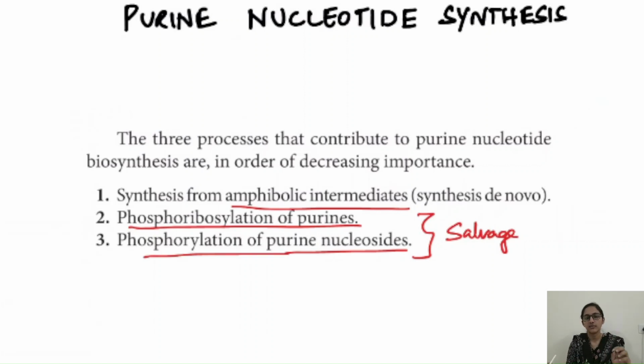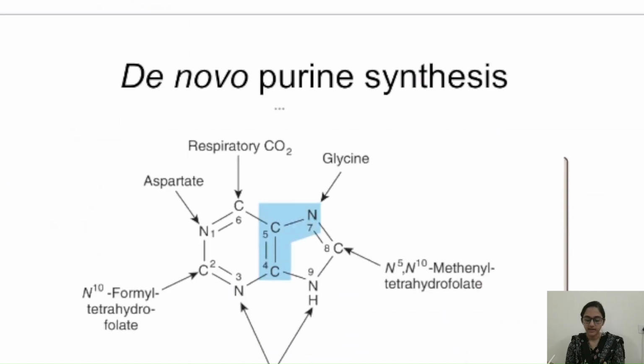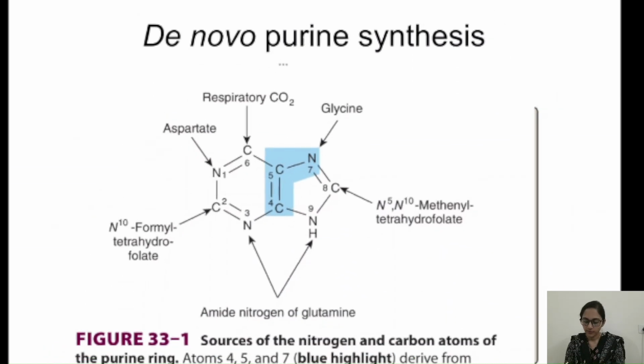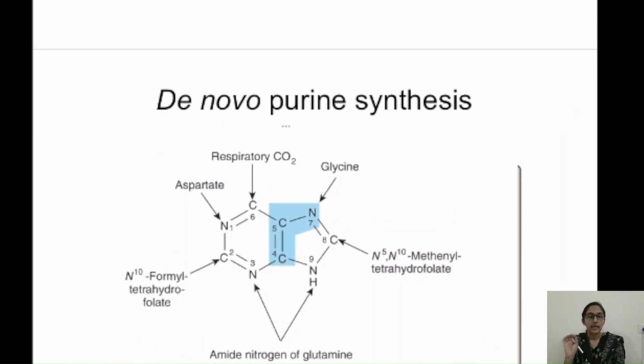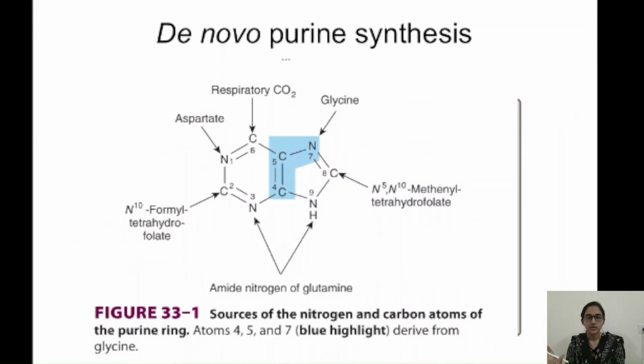These are the two important ways by which salvage synthesis happens, but the most important, abundant way is going to be the de novo synthesis of purine, right? So de novo synthesis of purine will give us this purine ring. The very important thing is going to be the sources of the purine ring.